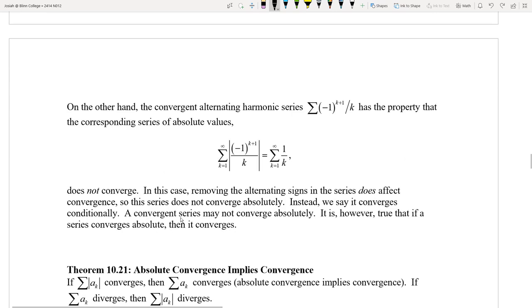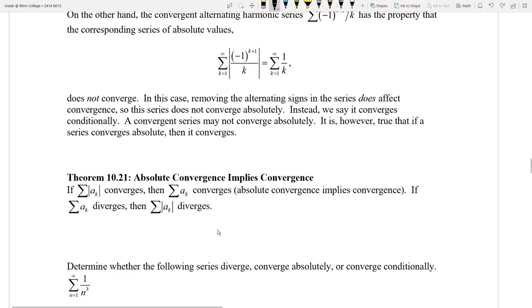A convergent series may not converge absolutely, but if it converges at all, it's conditionally convergent. If a series does converge absolutely, it converges no matter what. So if it converges with absolute values, without the alternator, then it will certainly converge with the alternator. That's what this theorem says.